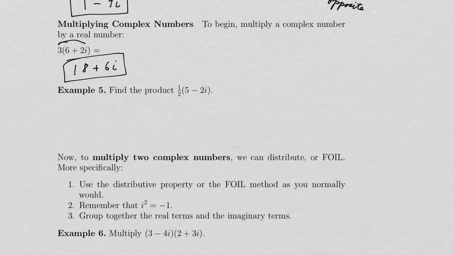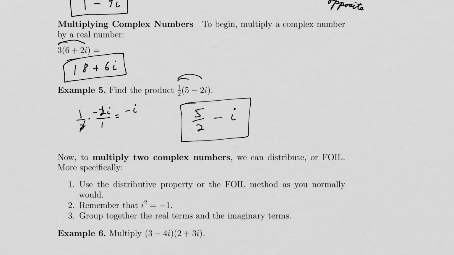Okay, so it's easy if you multiply by just a real number, right? Just distribute in the real number. Same thing here, right? So if I distribute in the 1/2 here, this is going to be 5 halves, right? 1/2 times 5 is 5 halves. And then 1/2 times minus 2i, you can think of it as over 1 if you want. The 2's cancel, and I just end up with a negative i over 1, which is negative i. So this is going to be 5/2 minus i. So that would be the answer.